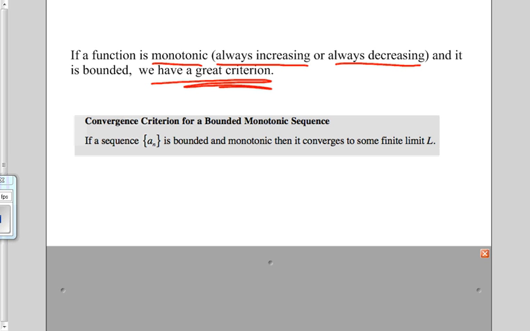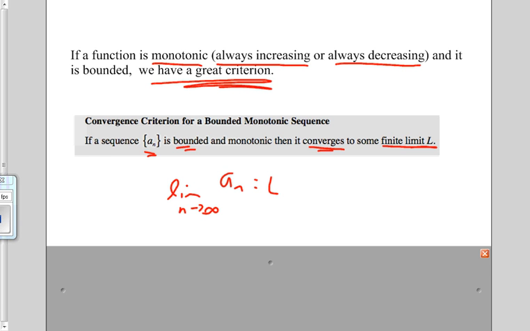Okay, so here is the criterion. It's called the convergence criterion for a bounded monotonic sequence. It says if a sequence a sub n is bounded and monotonic, bounded meaning the limit as n approaches infinity of a sub n equals some number L, then it converges to some finite limit L. So that talks about the sequence. It's saying that a sub n will reach some limit L.